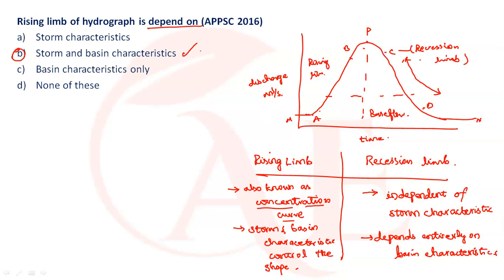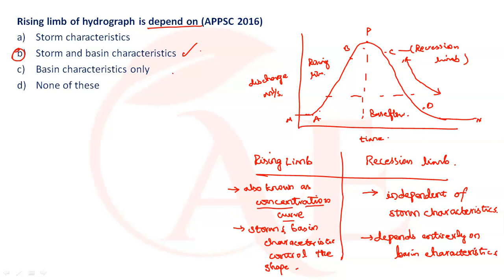The recession limb starts from the point P and continues to C. From C to D, it denotes the recession limb. It is independent of storm characteristics and depends entirely on the basin characteristics. These are the important points which are already asked in examinations, so note them down. The recession limb is independent of storm characteristics and depends on the basin characteristics, but the rising limb depends on both storm and basin characteristics. So option B is the correct answer.